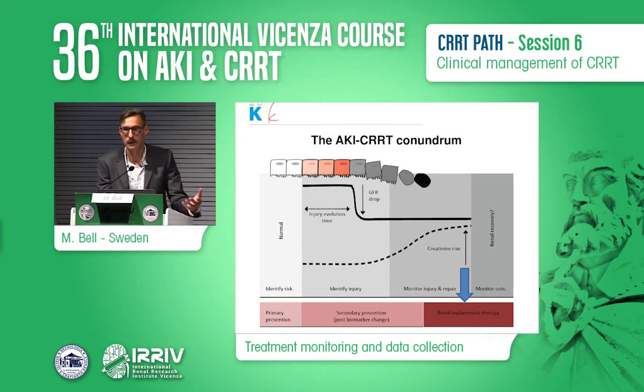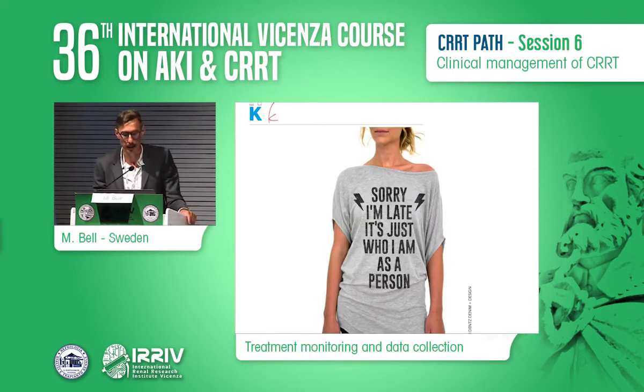What we do know is we have an injury evolution time. We eventually have a functional decline, and we pick that up by mostly using old school functional markers like creatinine, urea, urine output, maybe cystatin C. But we're sort of late to the game, right? Sorry I'm late. It's just who I am as a person, which sort of is also my thing.